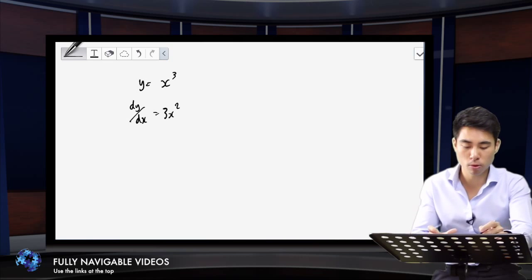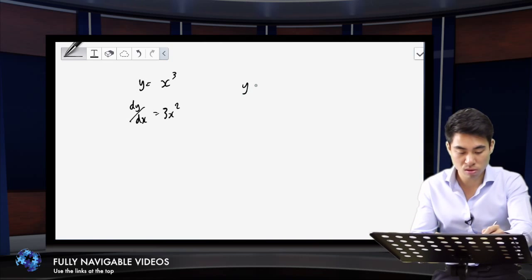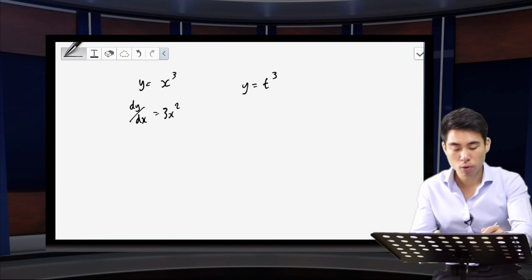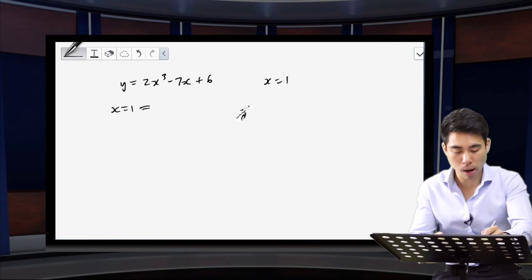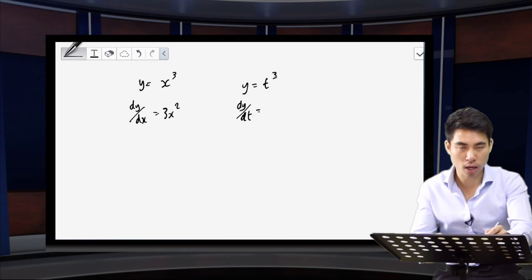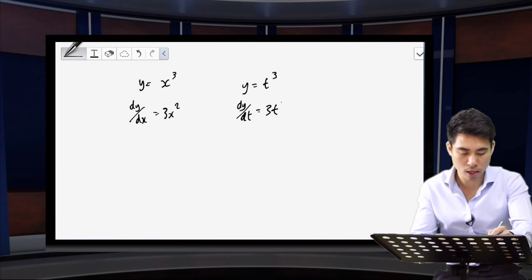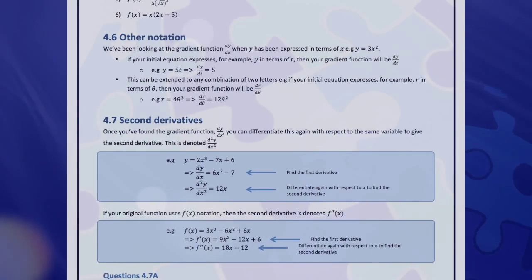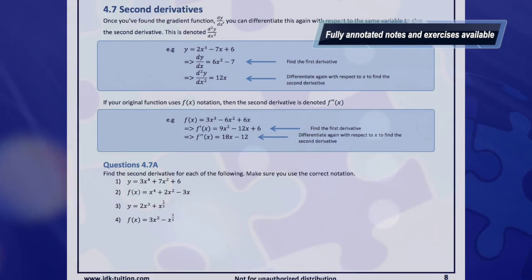Now, if I change my variables over, and now I have, say, y on the left-hand side and t on the right-hand side, my first derivative here would be expressed dy by dt. So in this case, we're saying, how does my y change with respect to t? You're just going to differentiate the right-hand side with respect to t. So applying the same rules, you're going to bring this 3 to the front, decrease your power by 1, 3t squared, like that. And then you can extend this idea across to any combinations of letters and symbols.